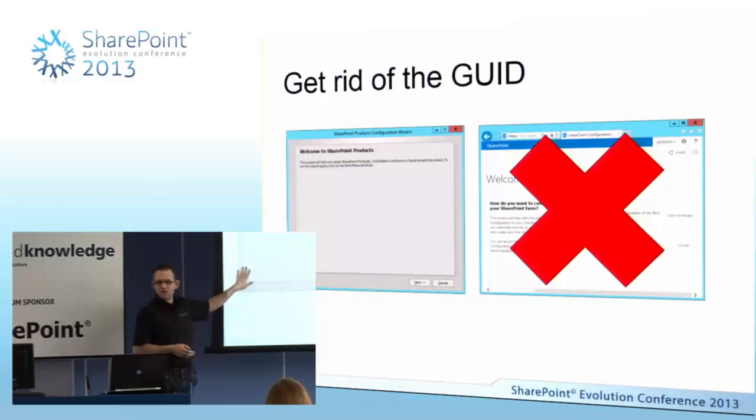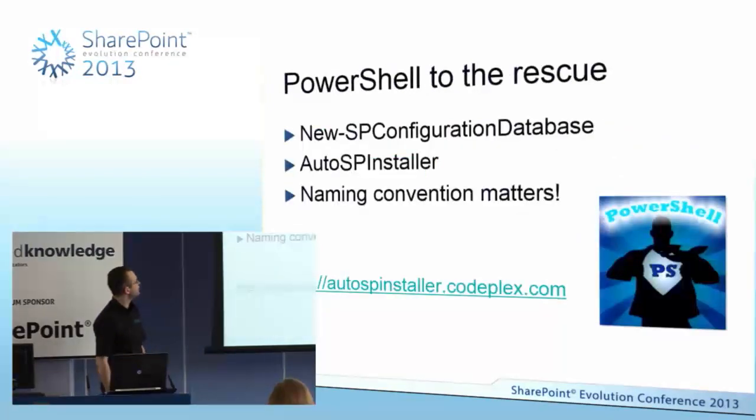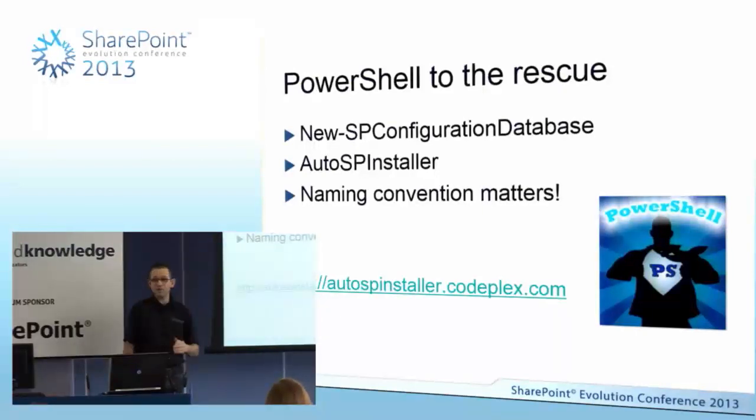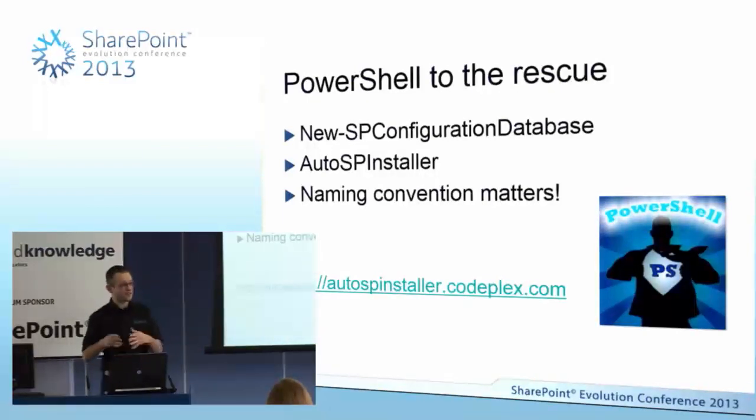Now, I must say, even if you use this wizard, you still end up with one GUID in the administration content database. So how can we avoid this GUID altogether? Use PowerShell, of course. I think by now everyone knows we have to use PowerShell. It started in 2010, and it didn't go away. So with the New-SPConfigurationDatabase command, you can choose a configuration database name and an administration content database name without a GUID. And that's how it should be done.